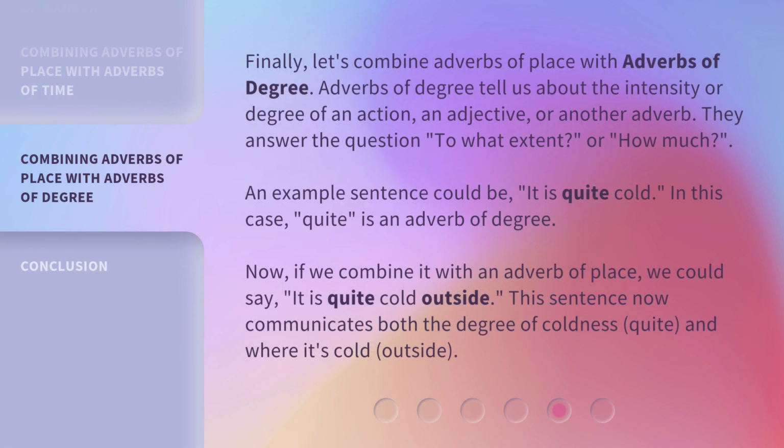Finally, let's combine adverbs of place with adverbs of degree. Adverbs of degree tell us about the intensity or degree of an action, an adjective, or another adverb. They answer the question, to what extent, or how much? An example sentence could be, it is quite cold. In this case, quite is an adverb of degree. Now, if we combine it with an adverb of place, we could say, it is quite cold outside. This sentence now communicates both the degree of coldness, quite, and where it's cold, outside.